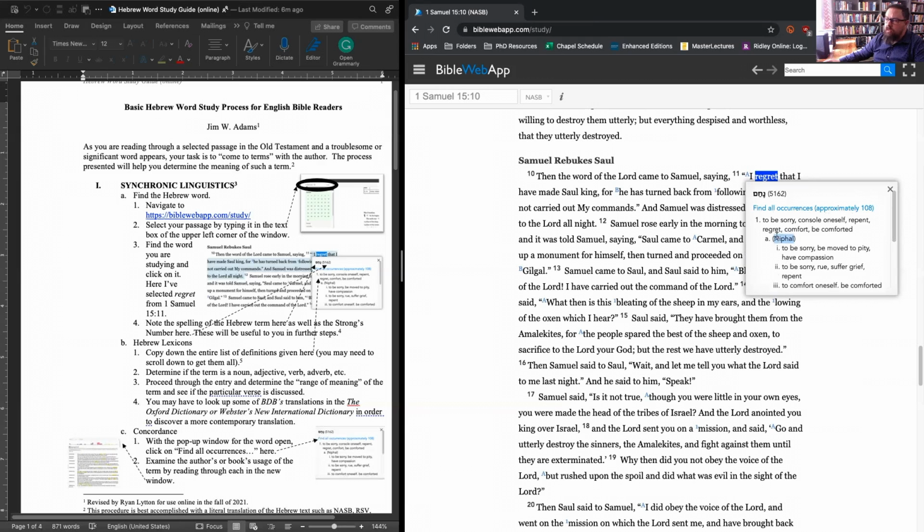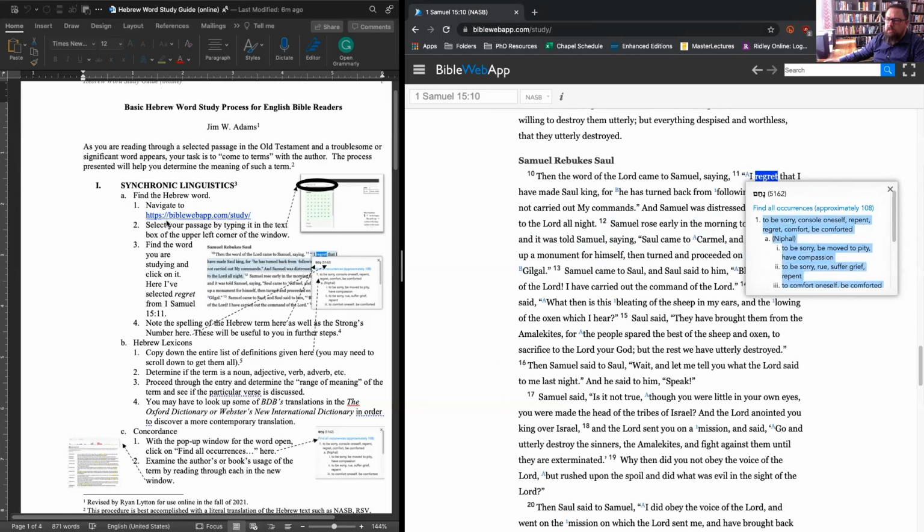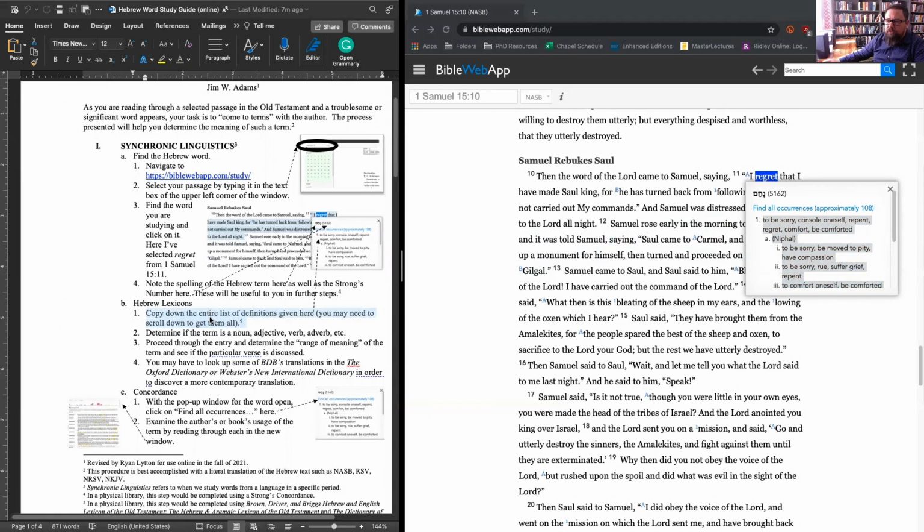Regardless, you don't need to know the definition of nifal, pual, pl, any of that kind of stuff. You just need to know the definitions in general, right? You need to look at how the word can be used. Okay, so that's one of the things that you're going to want to focus on here, right? So you're going to copy down the entire list of definitions given here.